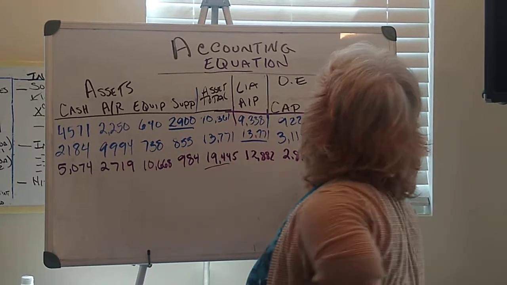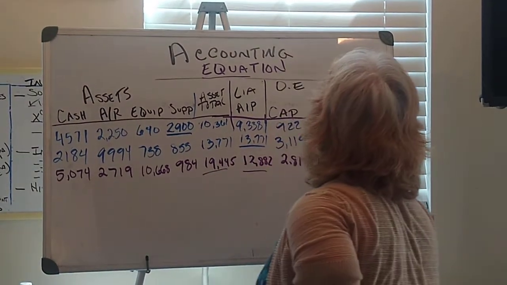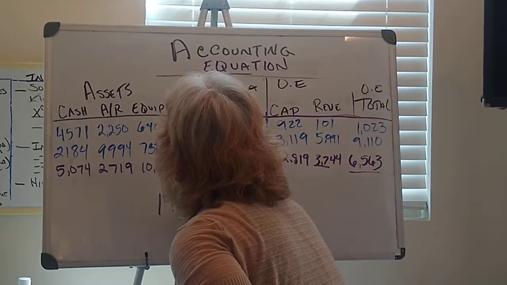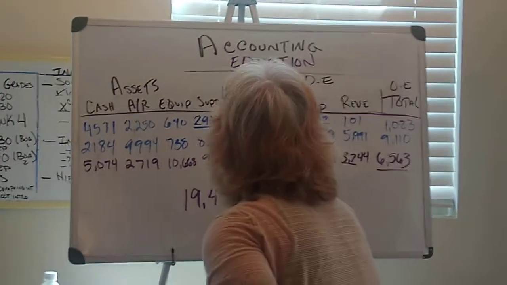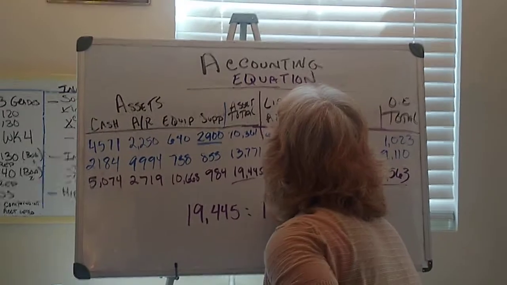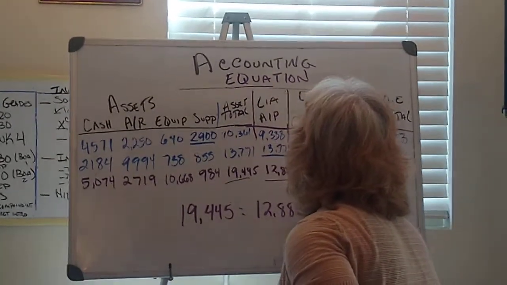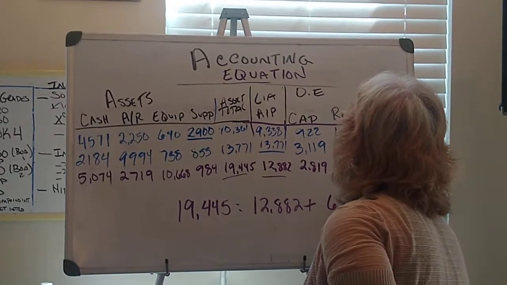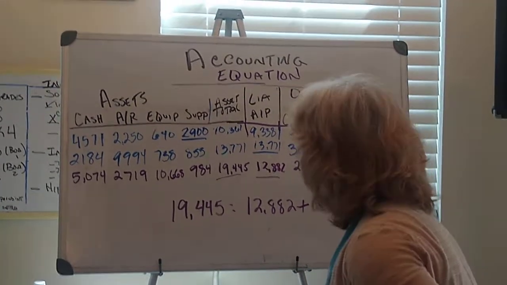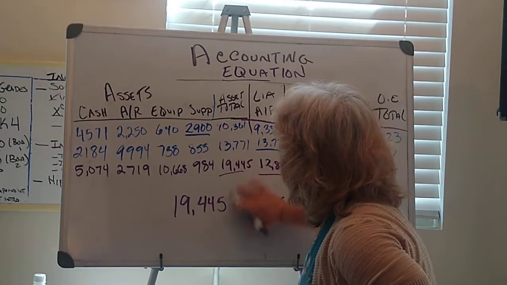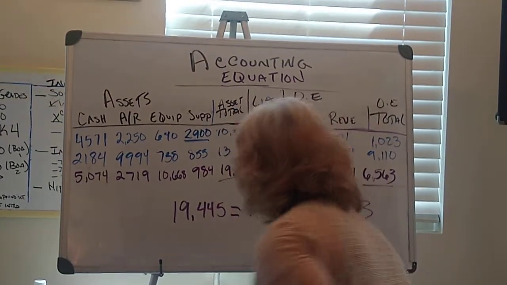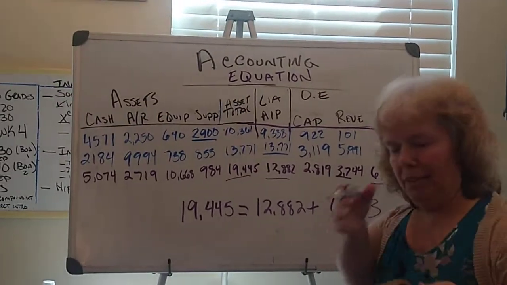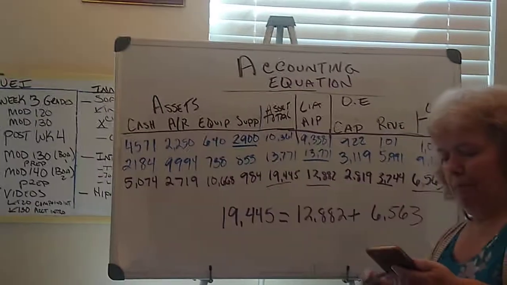So again, let's check our equation. Total assets, liability, total owner's equity. So assets equals 19,445 equals liability 12,882 plus owner's equity 6,563. All right. Again, if we balance, you'll see this. If we don't, you'll see a cut.